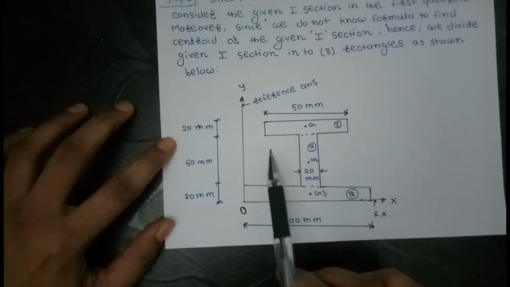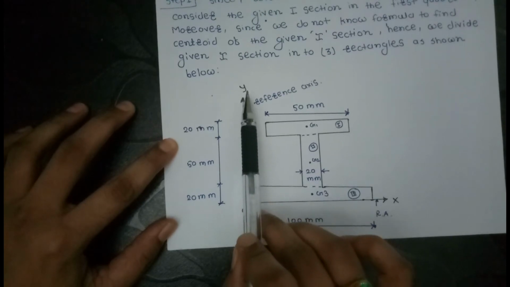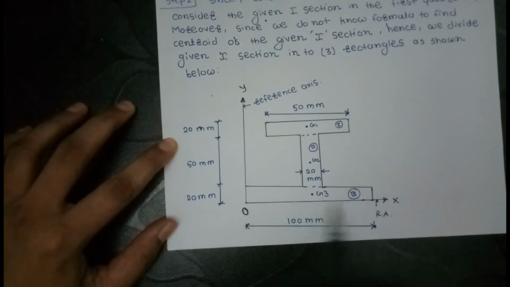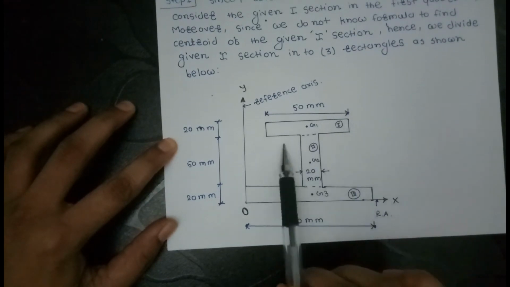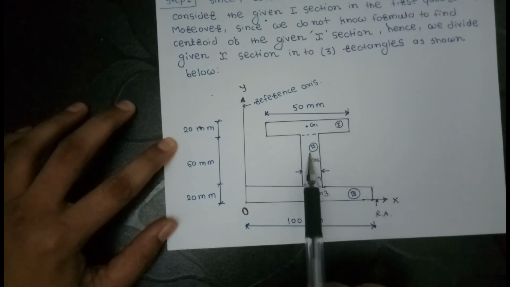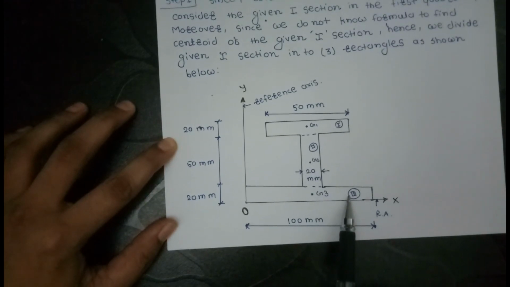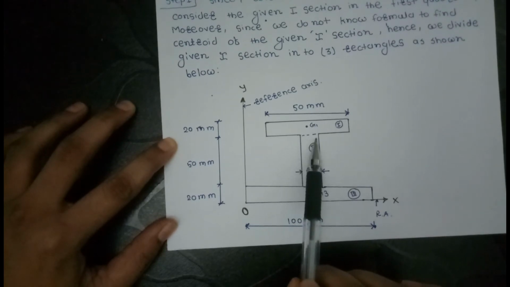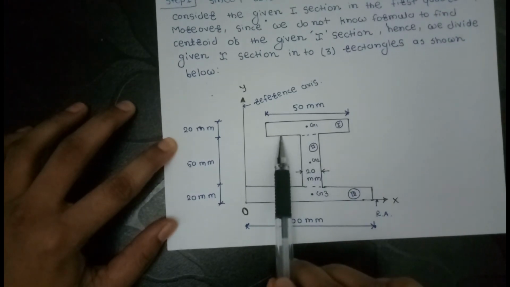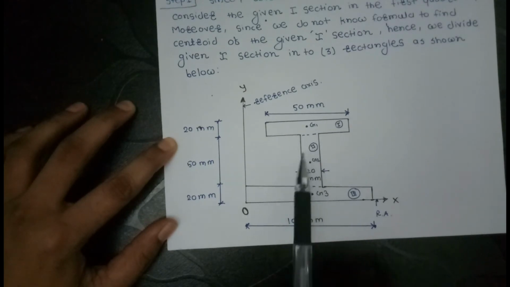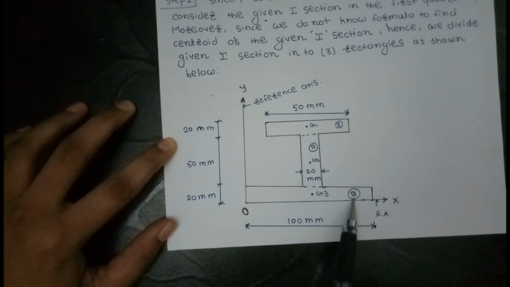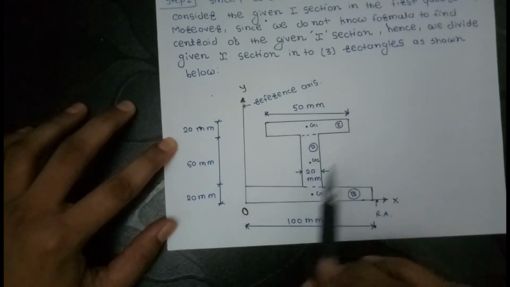So this is the I section. Draw the reference axes, OX and OY. This is section number 1, section number 2 and section number 3. Draw the dotted line. This is the flange section, section number 1. This is the web section, section number 2. This is section number 3, the bottom section. Okay, so how to calculate the centroid of the I section?